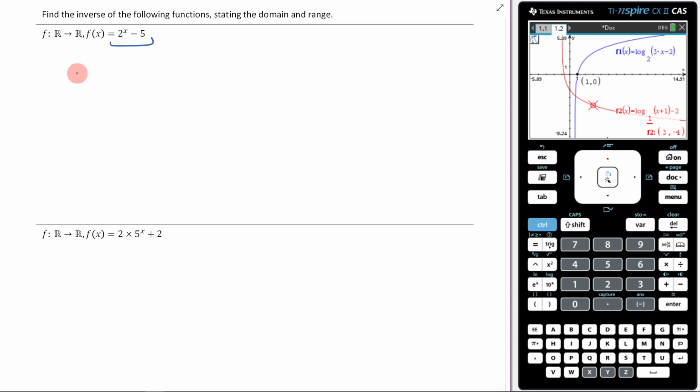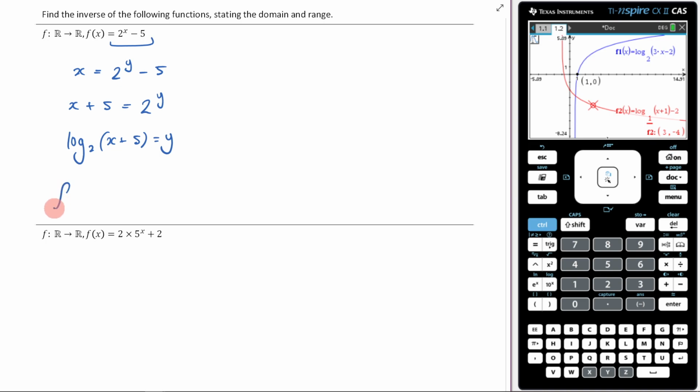You swap the x and y. So you're going to go x is equal to 2^y minus 5. You then do some rearranging. Once you've got it like this, you can now say log base 2 of (x plus 5) is equal to y. All right, there's our inverse.